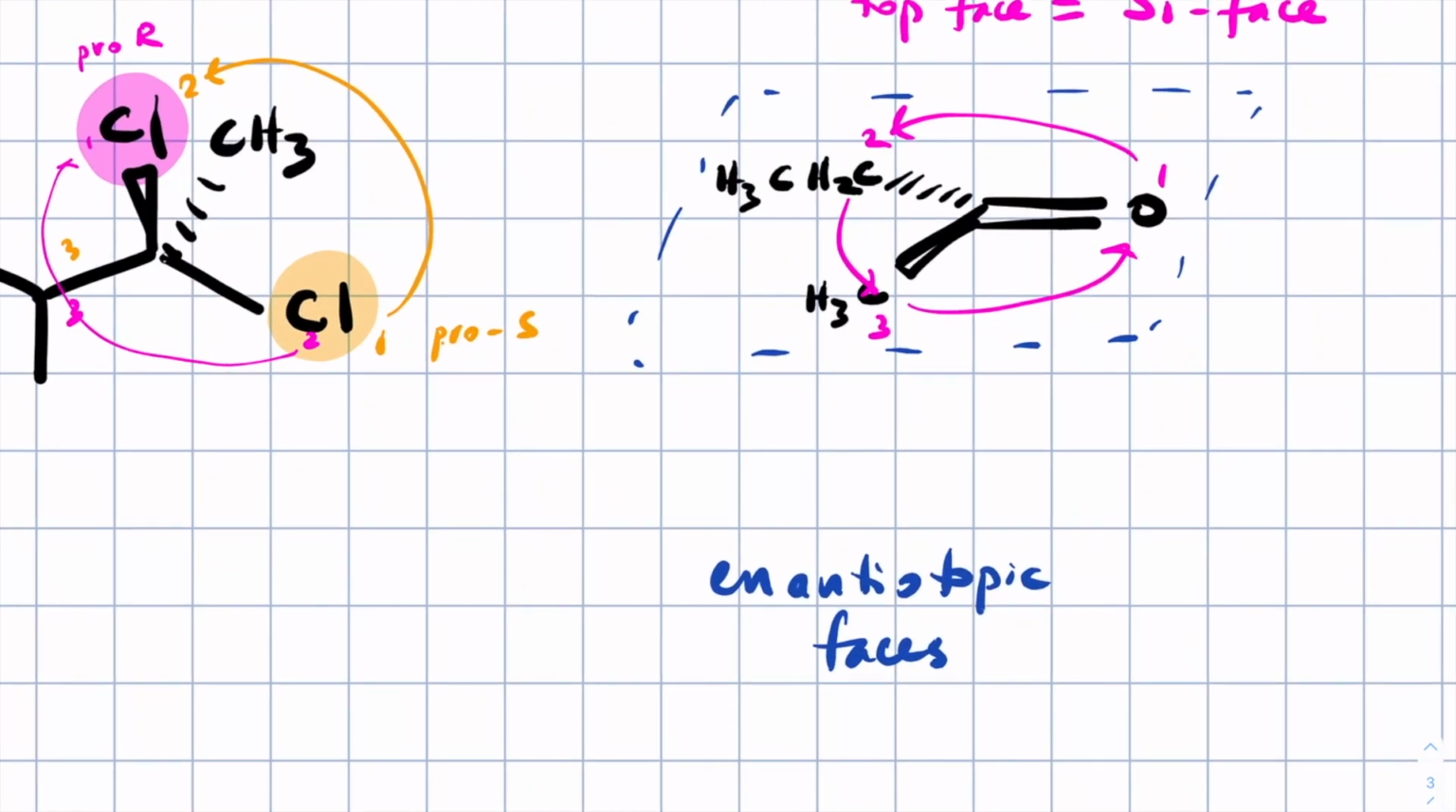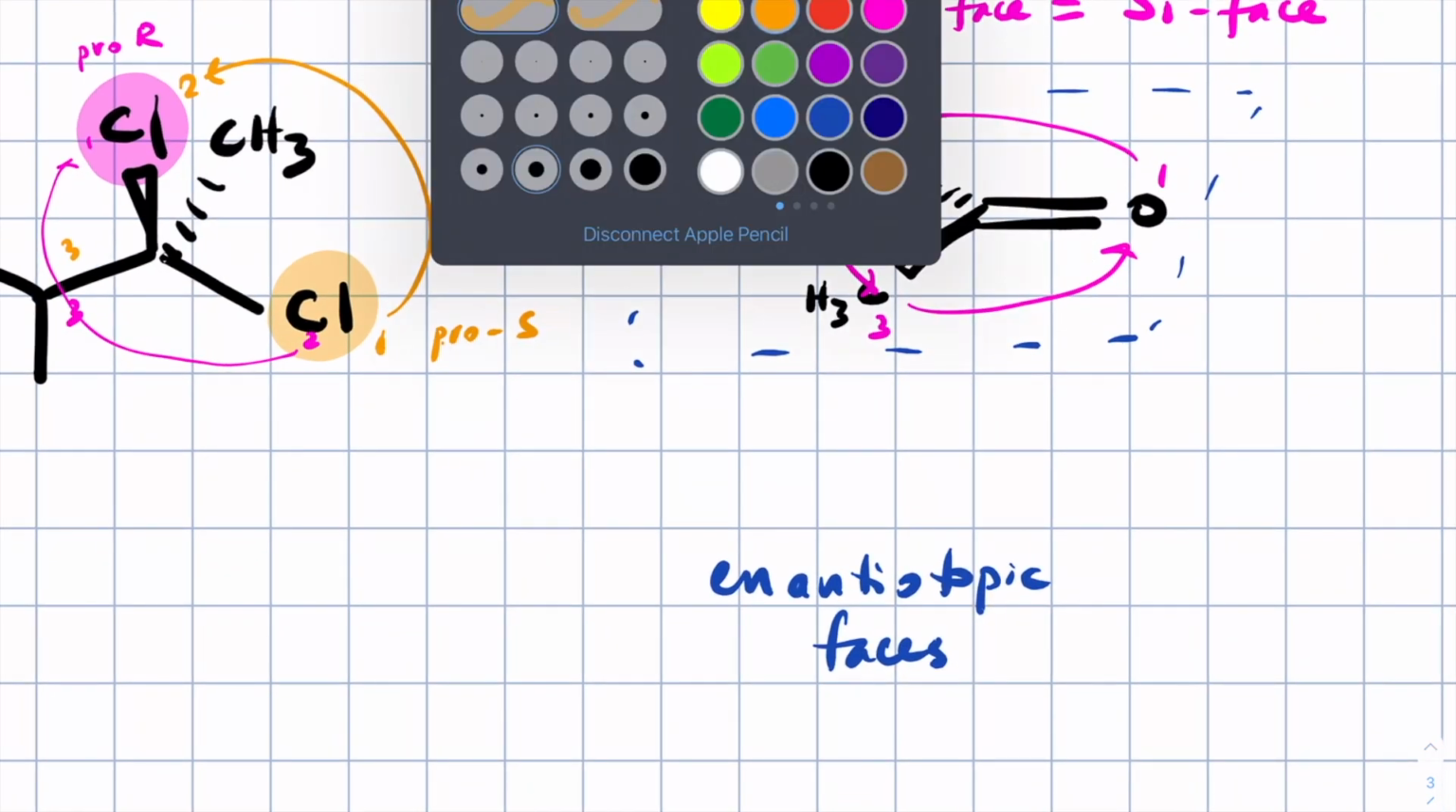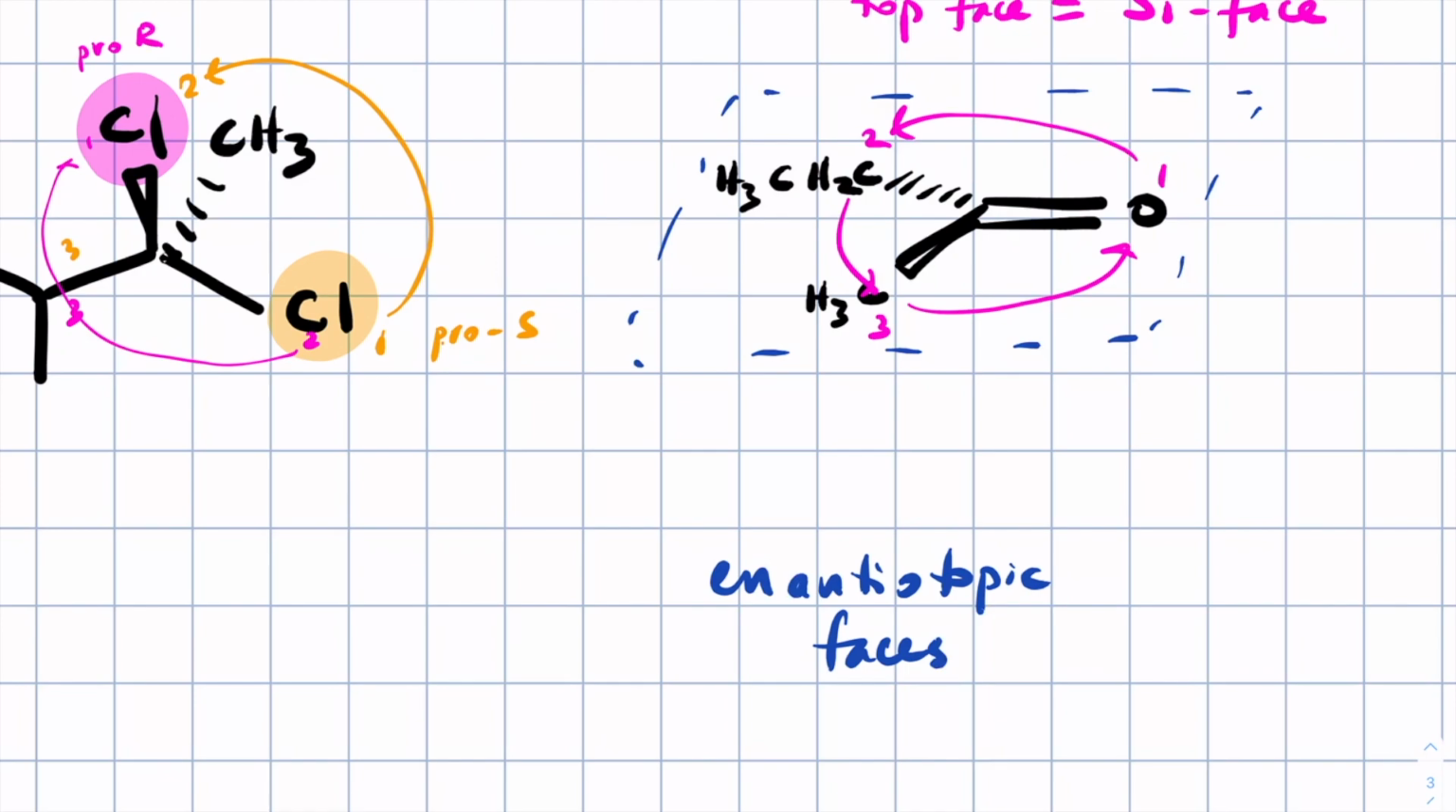Similarly, if we look from our perspective on the bottom, going from 1 to 2 to 3, back to 1 would be clockwise. You have to sort of lean back, put yourself under that thing, and then go 1 to 2 to 3. Okay, that's clockwise. And so we're going to call that the ray face.